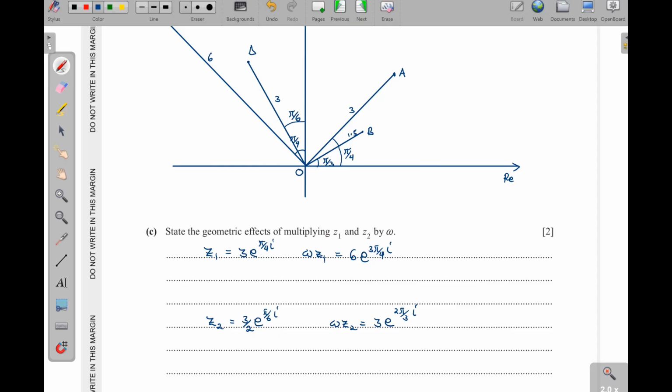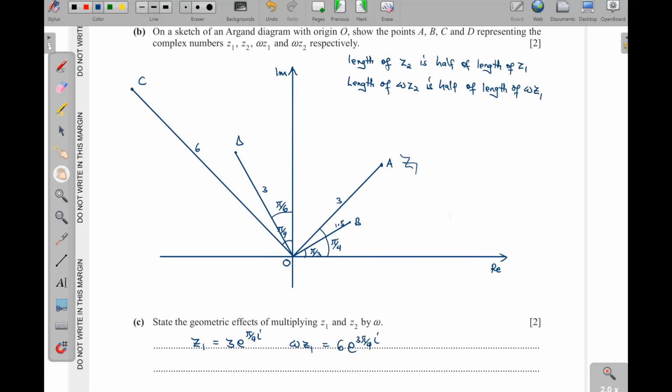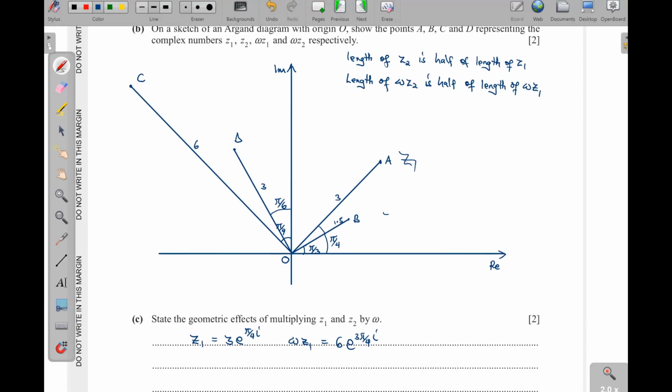So which points here do we see? A represents z1, not so? Then B is z2. Let me just put these ones here. This is for z2. Then this is omega. For C, we are having omega z1. Then D, we are having omega z2.